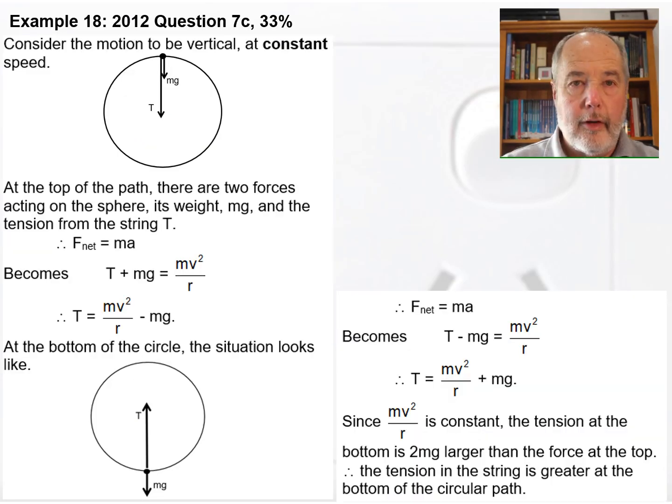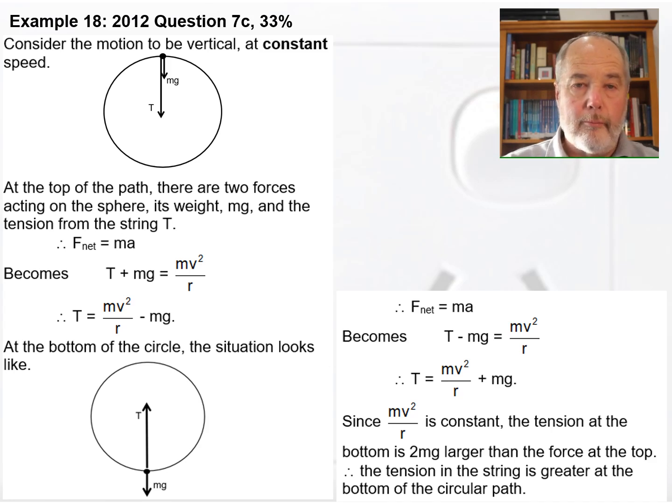When the question states that you may include a diagram, I think you should take it as assumed that you should include a diagram. Draw the diagram at the top and at the bottom. At the top, the two forces acting, the weight and the tension, are both acting down, so F net, which is mv squared over r, is equal to T plus mg. You can rearrange that to write that T is equal to mv squared over r minus mg.